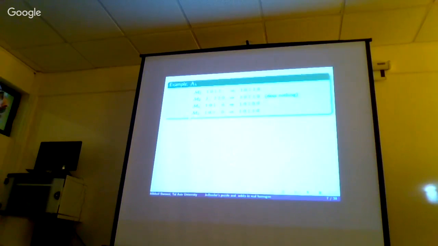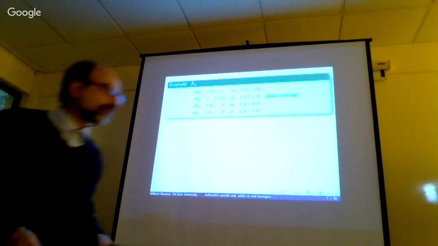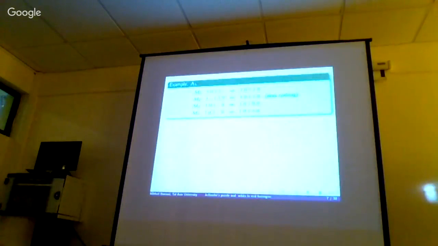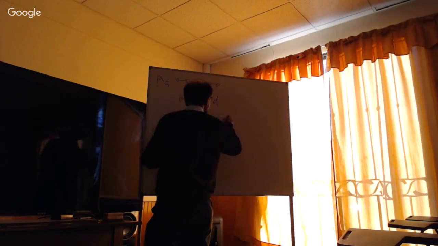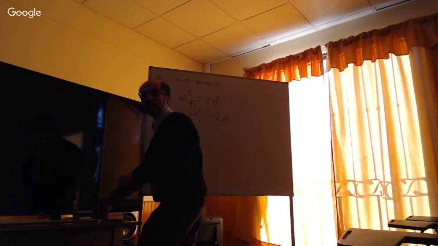Okay, let's apply M4 again. Now it's 0, but as before, the neighbors didn't change. So again, it has an odd number of neighbors with 1, and so we change 0 to 1. So M_i squared equals identity, and this is of course true for any i, because the neighbors don't change.